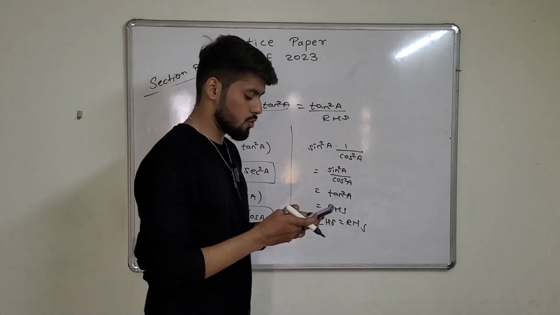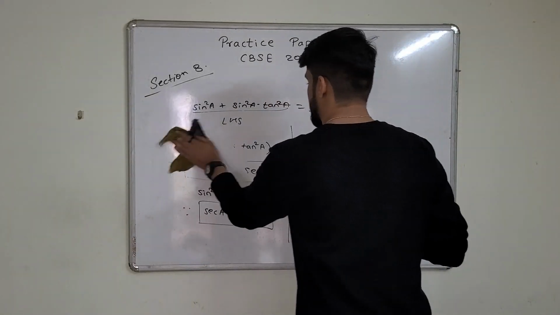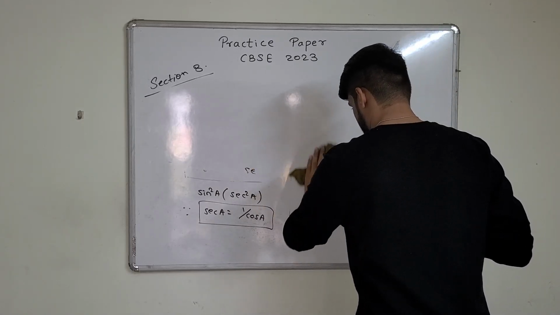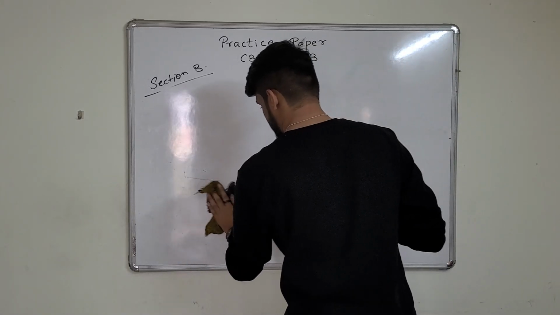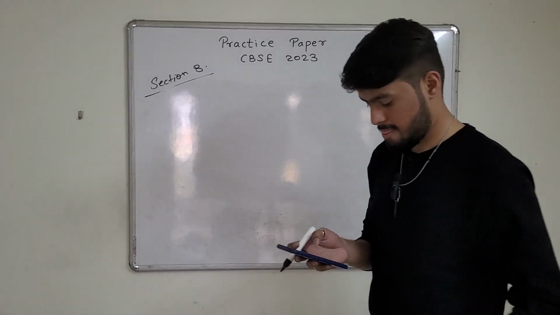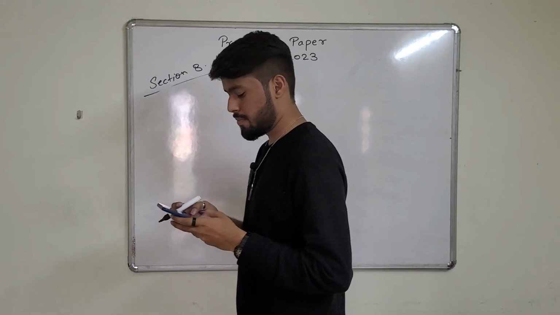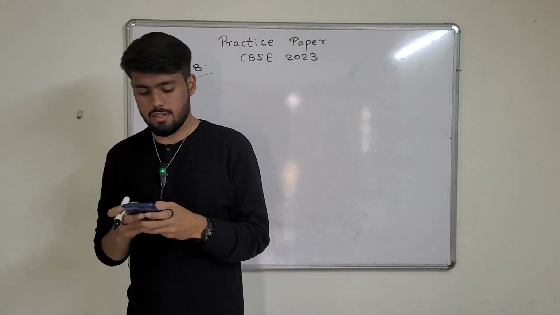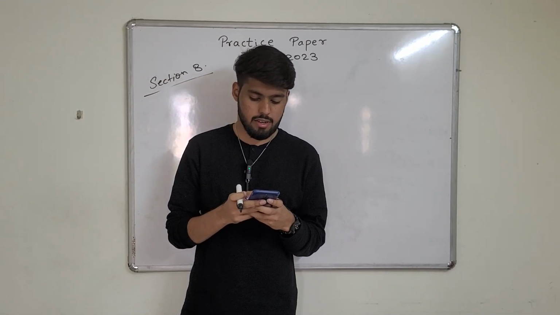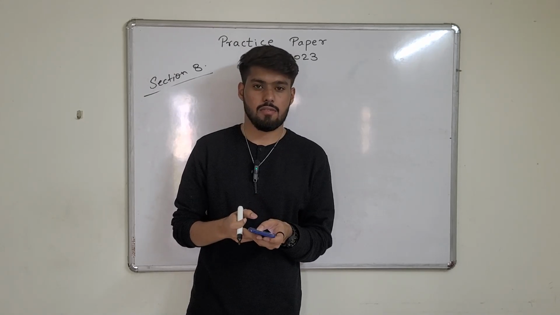Okay, let's go to the next question. So the next question is question number 24. A path of width 7 meter runs around outside a circular park whose radius is 18 meter. Find the area of the path.